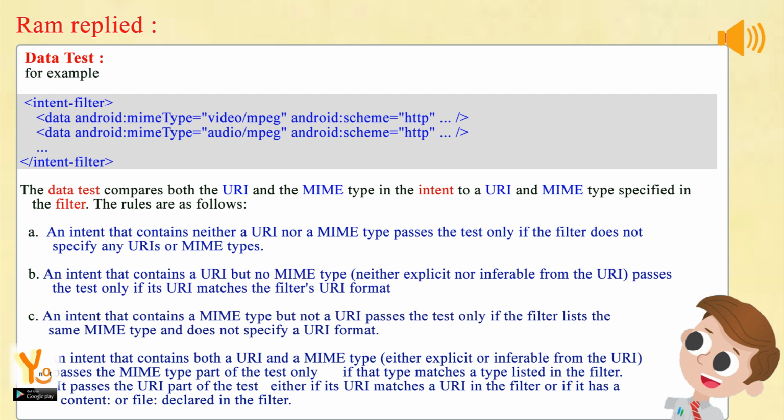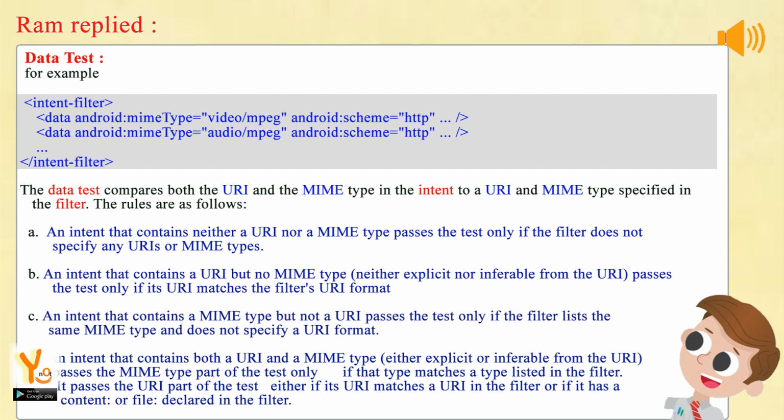Data test, for example, to the given below problem. The data test compares both the URI and the MIME type in the intent to a URI and MIME type specified in the filter. The rules are as follows. A. An intent that contains neither a URI nor a MIME type passes the test only if the filter does not specify any URIs or MIME types.